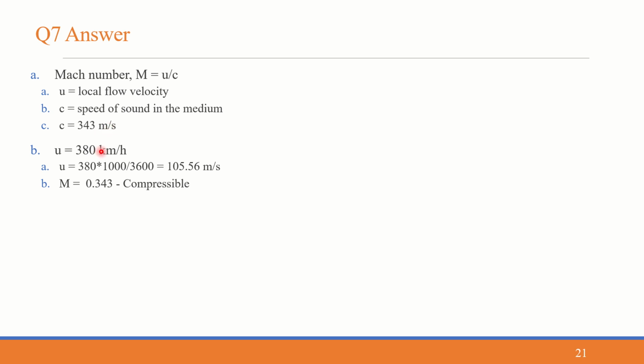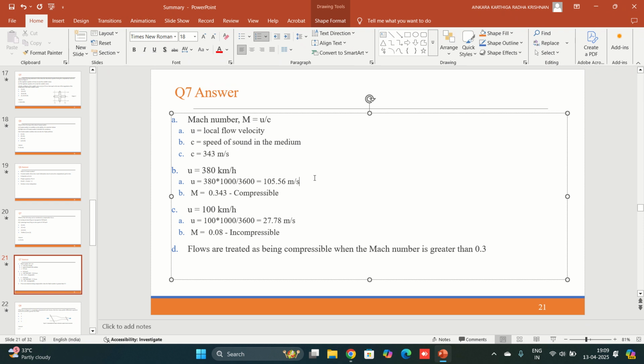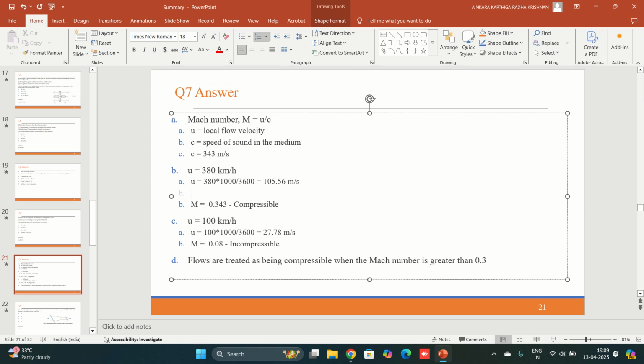a racing car traveling at a speed of 380 km per hour. So u is 380 km per hour. We convert it into meter per second by multiplying by 1000 and dividing by 3600, which gives us 105.56 meter per second. Now we divide it by 343, so we get 0.308, which is greater than 0.3.